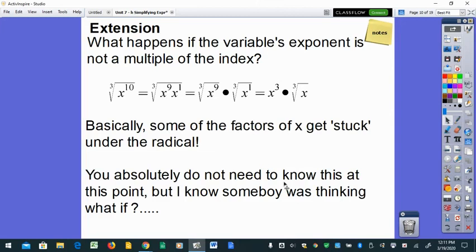So that's how we work with variables as we're simplifying our rational exponents.